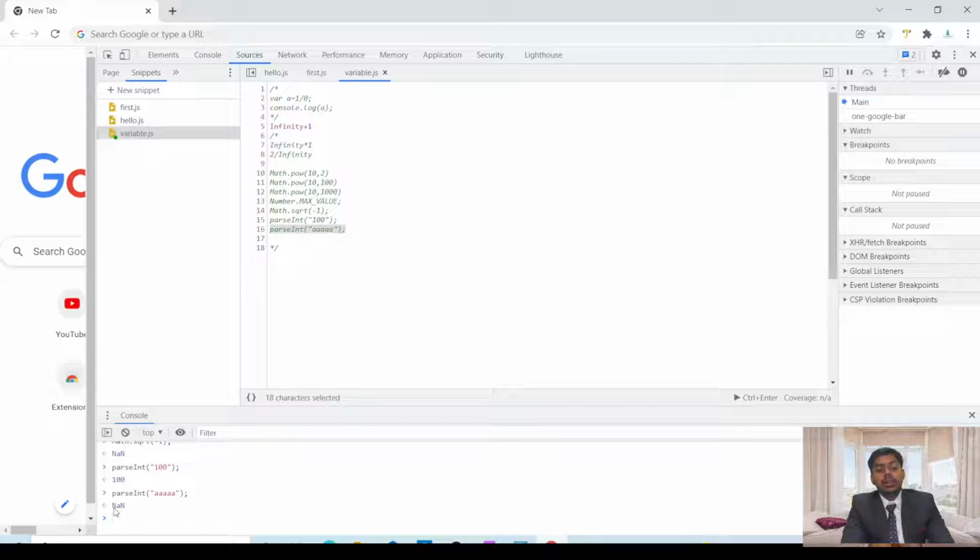So this is the whole thing about Infinity and NaN. Some of the functions that we have seen are Math.pow for calculating the power, and Math.sqrt for finding the square root of any number. parseInt for finding the integer value in any string, and Infinity and NaN. So this is all about this video and the whole of Infinity and NaN.